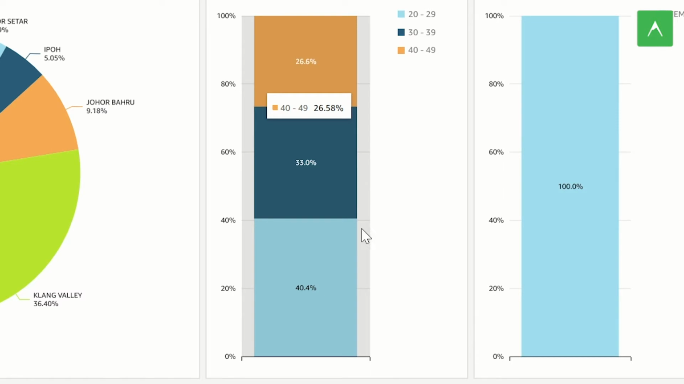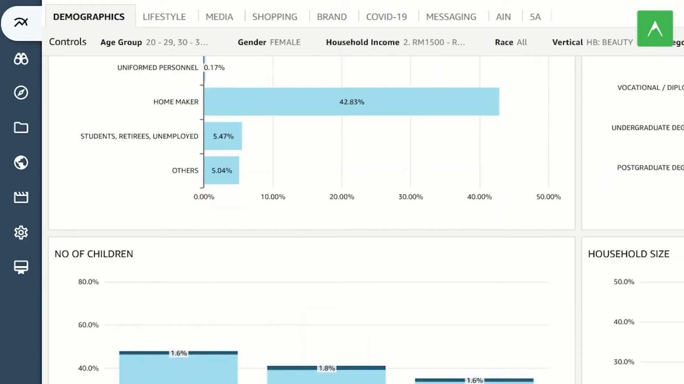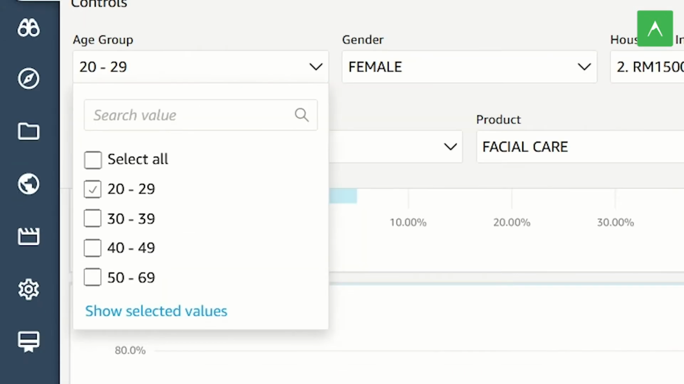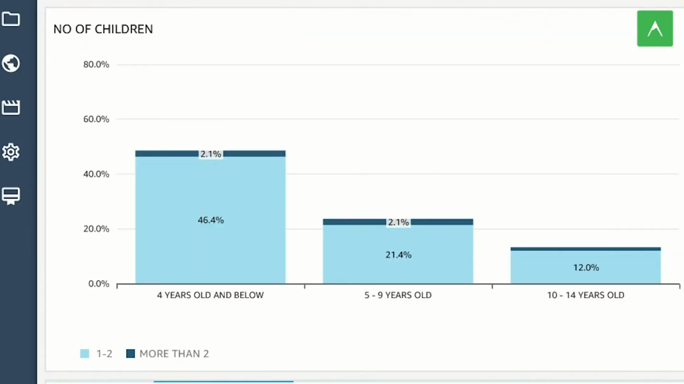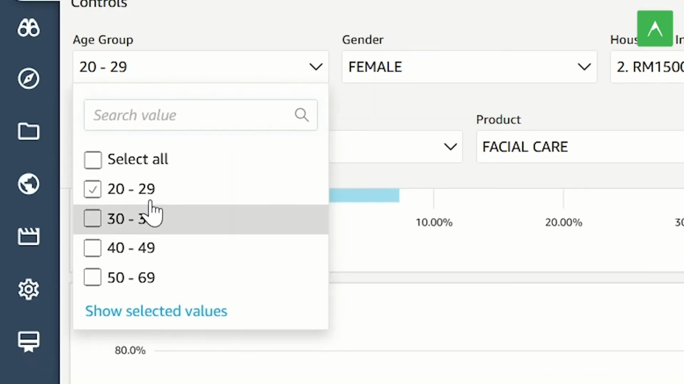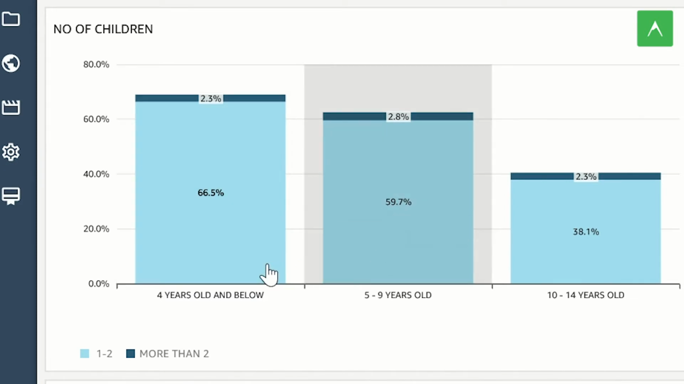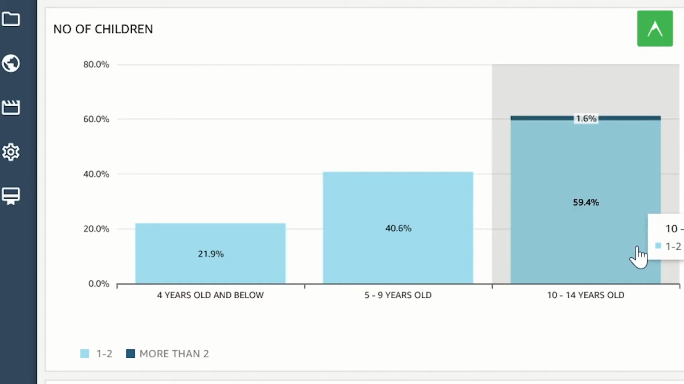Let's take a look at number of children and their ages. As we know, the number of children you have and how old they are can affect your household needs and daily activities. Here we can already see some key differences between the segments. Some 48% of women ages 20 to 29 have children below 5 years old. Women 30 to 39 years old have multiple children, mostly below the age of 10. About 40% have children ages 10 to 14. And finally, 60% of 40 to 49-year-old women have children ages 10 years or older.